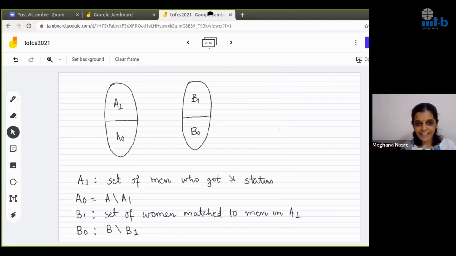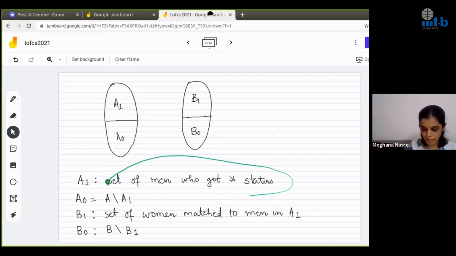Okay, so anyway, I'll complete the proof. So the reason that unmatched men cannot lie in A0 is, if a man was unmatched, then the man must have got an increased priority, and therefore it must have gone to the higher level. So we have already said that the set of men who got star status are present in A1. Therefore, if there is an unmatched man, it must lie in A1. So all the men in A0 have matched partners, right?